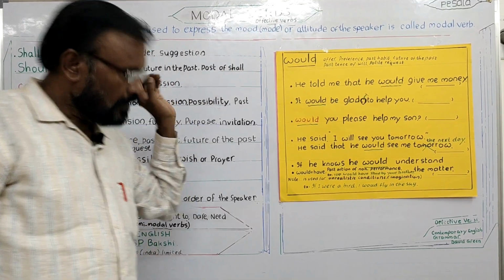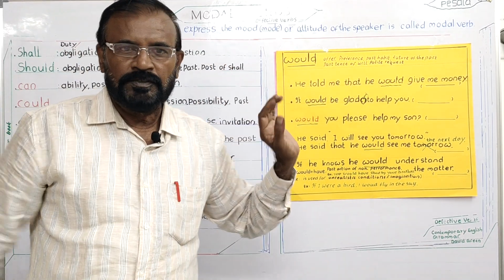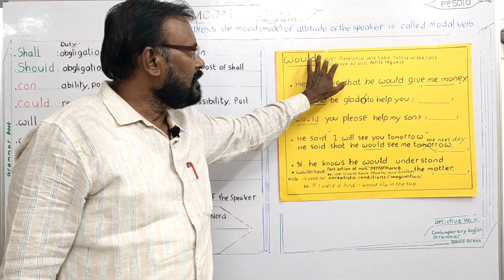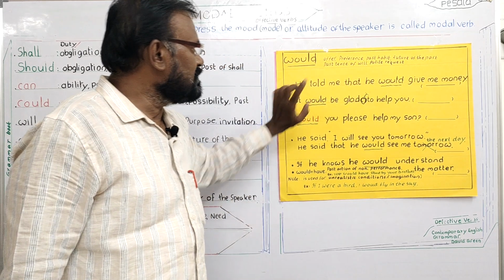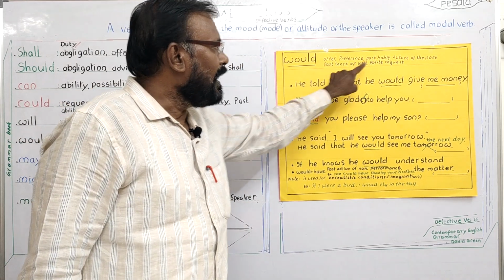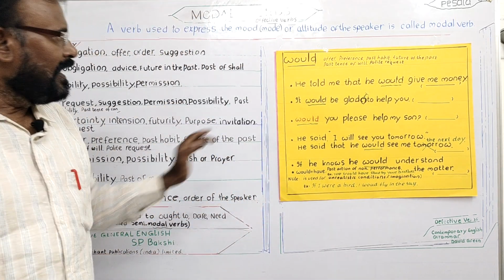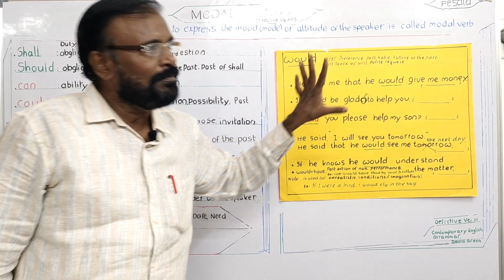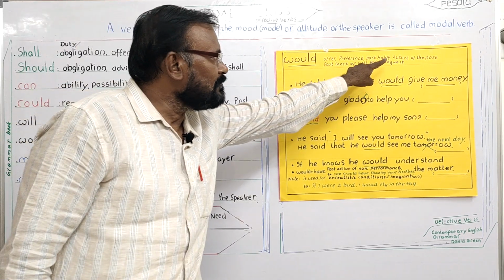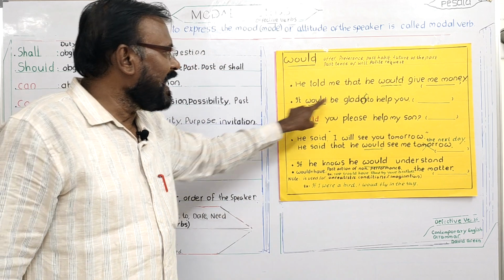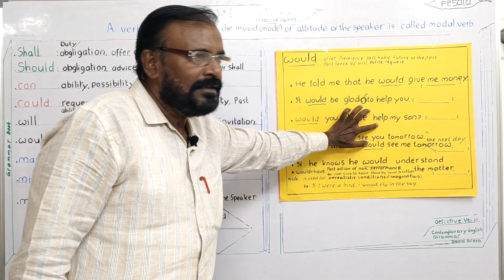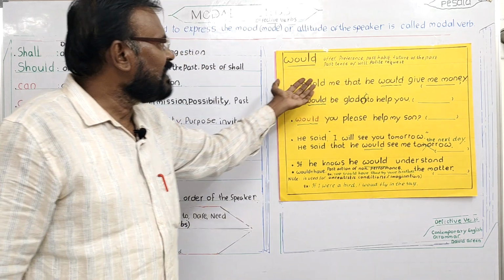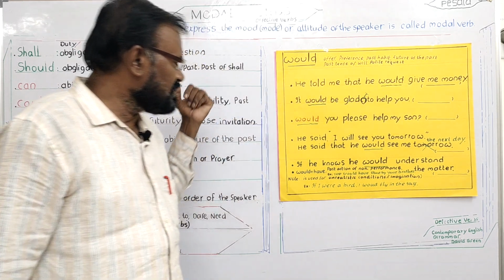Would. Would is used for offer, preference, past habit, future of the past tense of will, and polite request. He told me that he would give me my money. It's a future of the past. I would be glad to help you. It is the offer. Would you please help me? Help my son. It is a request, a polite request.